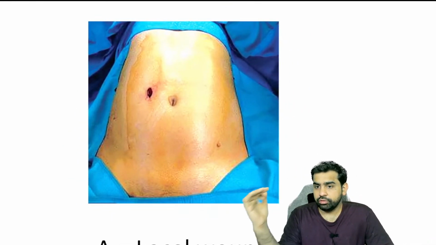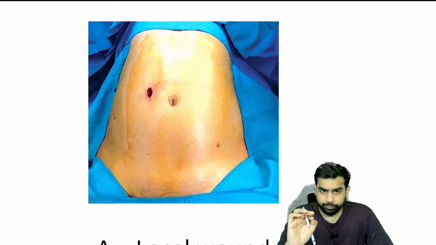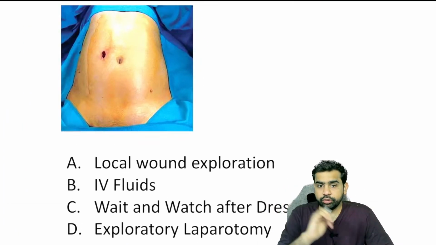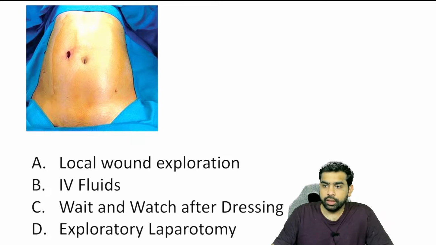What you are basically seeing on the image is a patient who is having a stab injury to the anterior abdomen. And what is the next step? I'm asking you. What is the next step in the management of this particular patient? Is it local wound exploration, IV fluids, wait and watch after dressing, or exploratory laparotomy? What do you think? What do you have to do?